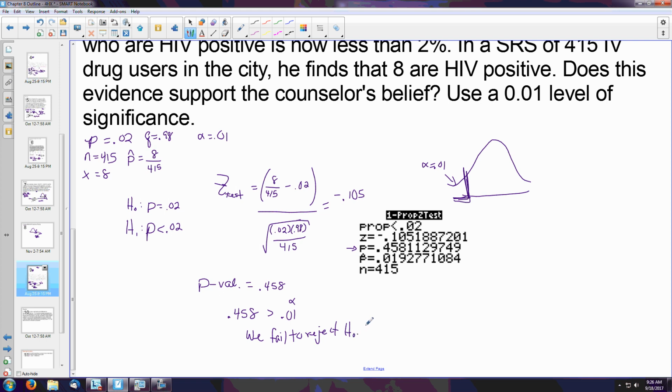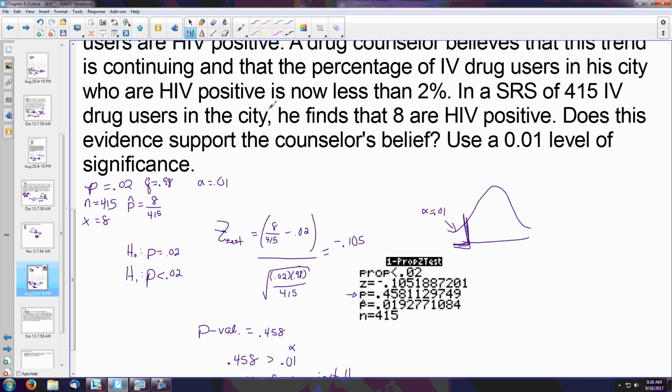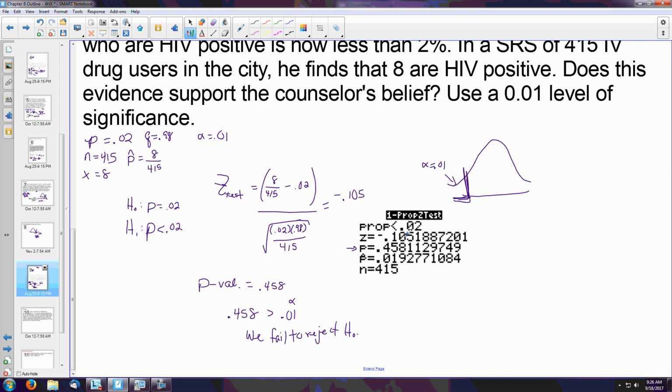So what does that mean in context? We do not have sufficient evidence that the HIV infection rates are actually lower, or that it's necessarily decreasing as this person must have originally thought. Again, keep in mind that hypothesis testing is used to diagnose, but it doesn't tell you the details of that process. So let's go ahead and do one more.